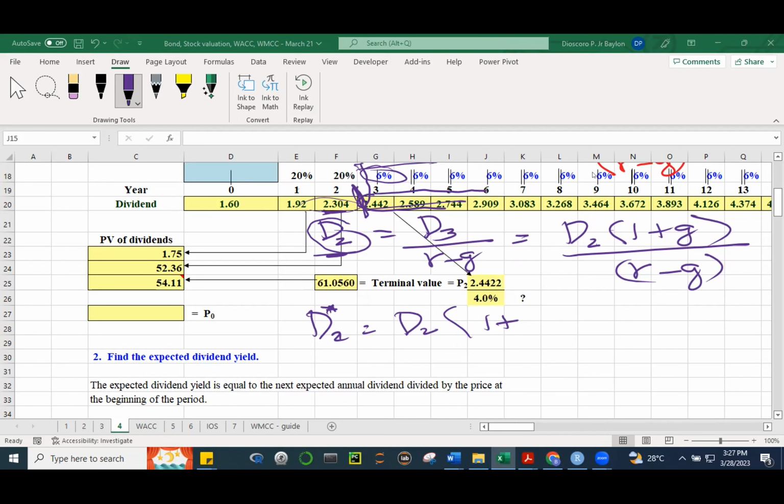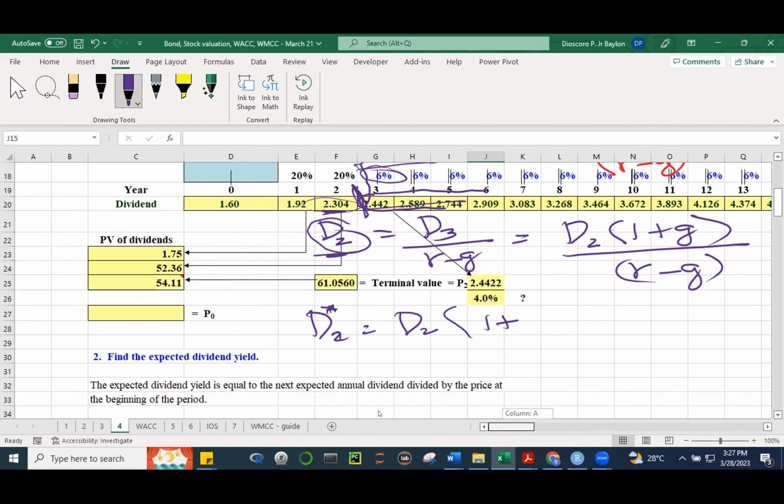You can only use this model, class, if the growth rate is constant. 20% cannot be because it's not constant. 20% will only be for the next 2 years. The rest will be from the third year. It will be 6% up to whenever. Okay, constant na siya, no?